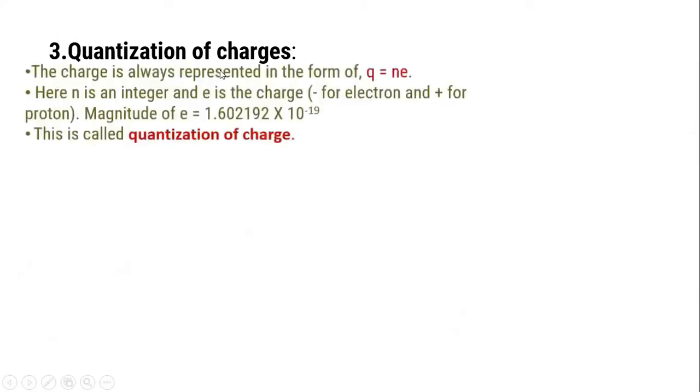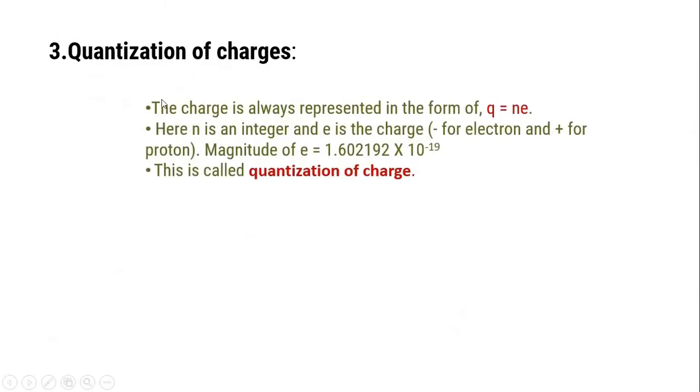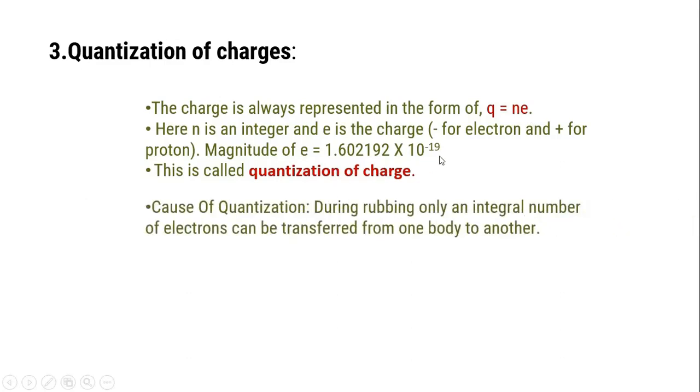Now the third property is the quantization of charges. This term will be new to those of you who are beginners of the 12th class. So what is quantization? The charge is always represented in the form Q equals N E. This is the formula for the quantization of charges, where Q is the total amount of charge, N is an integer, and E is the charge on a basic elementary particle, that is, the electron. The charge on an electron is 1.6 into 10 to the power minus 19 coulomb. This is called the quantization of charge.